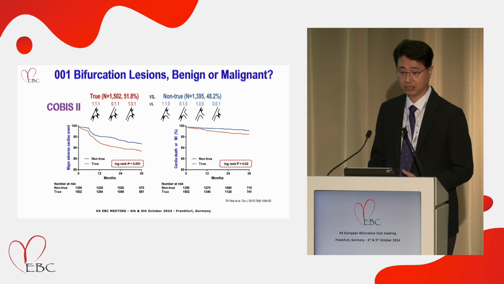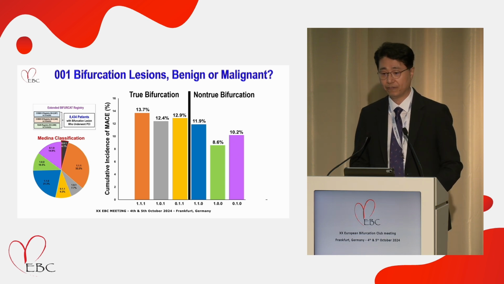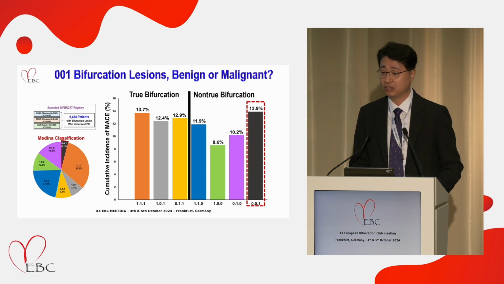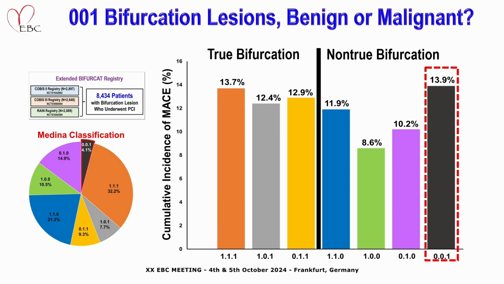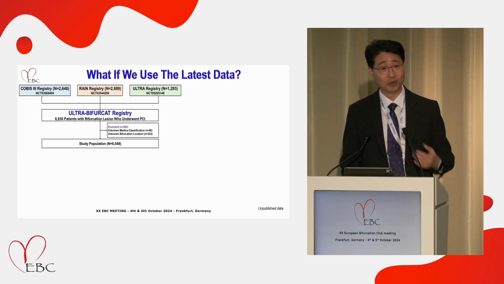And the second question is the behavior of a 001 bifurcation lesion. Is it benign or malignant? According to the previous COBIS II trial, we found that the true bifurcation lesion has a higher event rate compared to the non-true bifurcation lesion. And 001 is a non-true bifurcation lesion. In this extended bifurcation registry, we found the true bifurcation lesion has a higher event rate than the non-true bifurcation lesion. But if you look at the 001 lesion, even though it's anatomically a non-true bifurcation lesion, the event rate is numerically the highest.